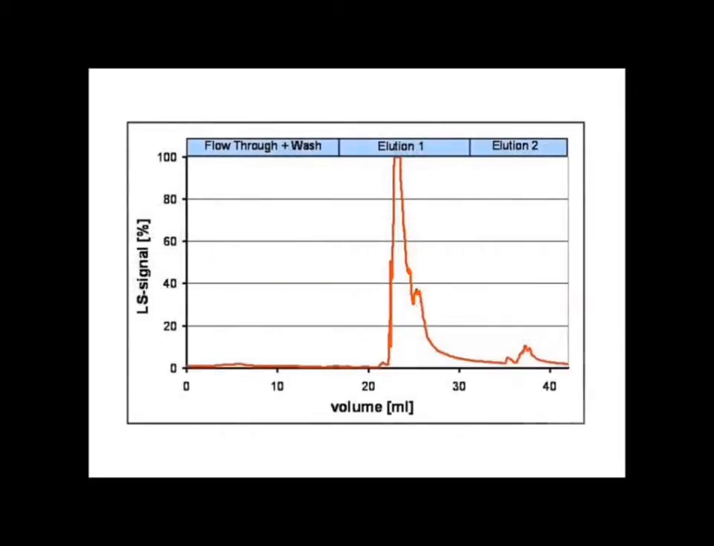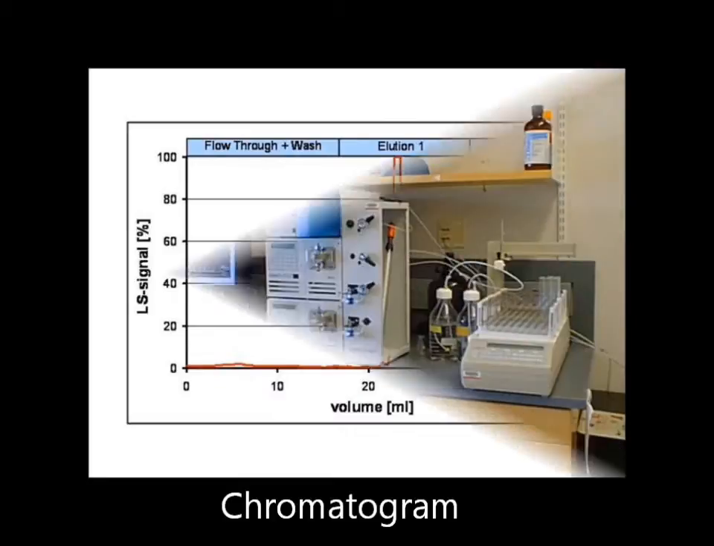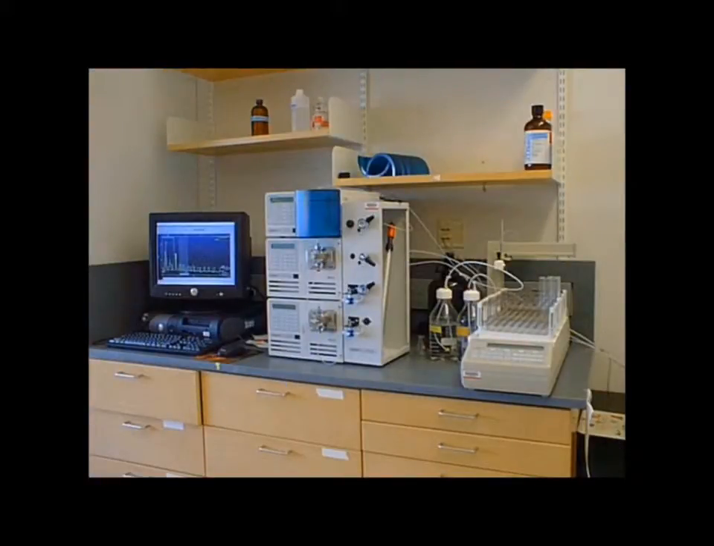The separated components are detected at the end of the column by a detector. The output from the detector is called a chromatogram. HPLC works on the same principle, but the mobile phase is forced through the column by a high pressure delivered by a pump. Therefore, the speed, efficiency, sensitivity, and ease of operation of HPLC is vastly superior.